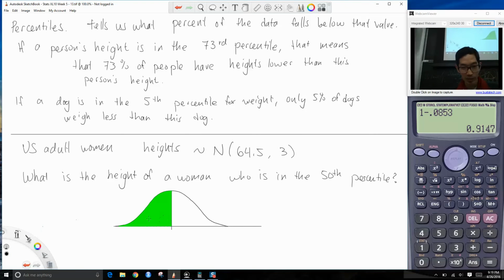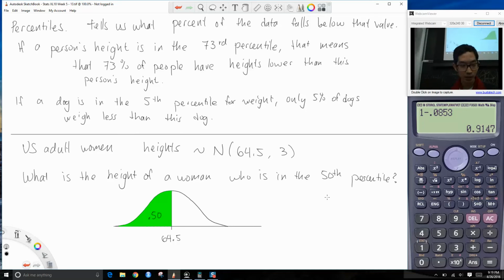So this says the area over here is 50%, okay? So then where did I draw my cutoff here? Okay, and what height is that? 64.5. Okay, so what is the height of a woman who's in the 50th percentile? 64.5. Yeah? So far so good?